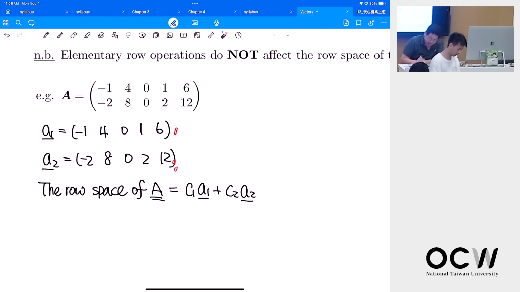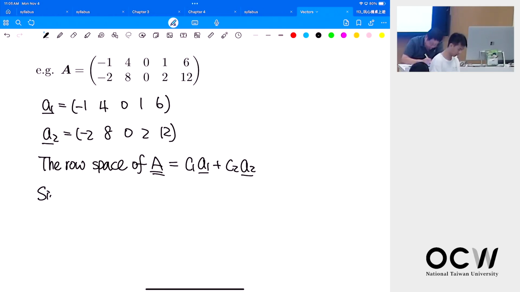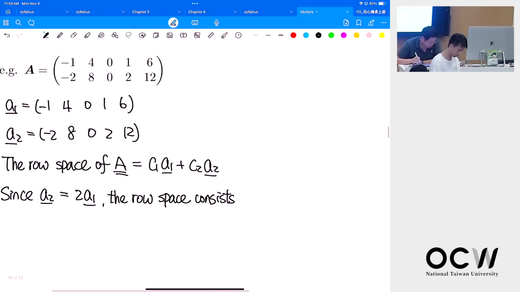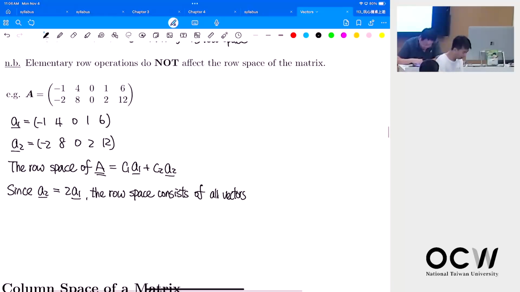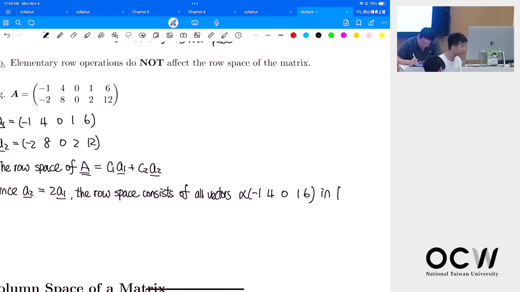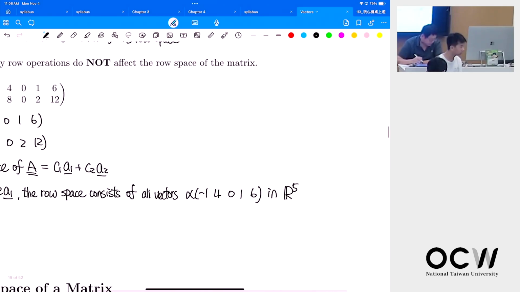But in this case, we can see obviously that the second row is 2 times your first row. So the row space has all vectors alpha times (-1, 4, 0, 1, 6). It is in R5 and the dimension is 1.